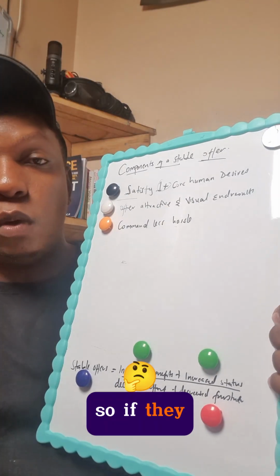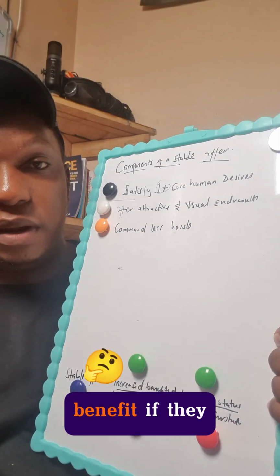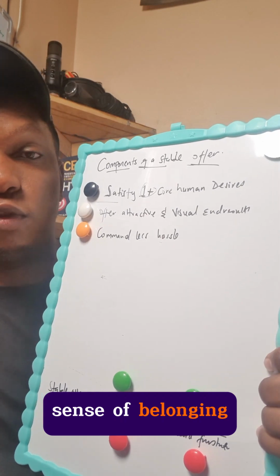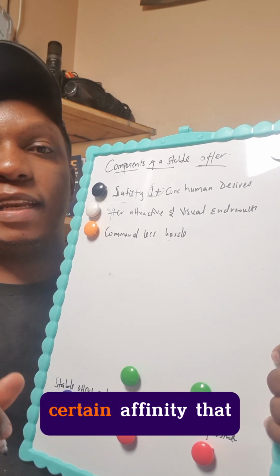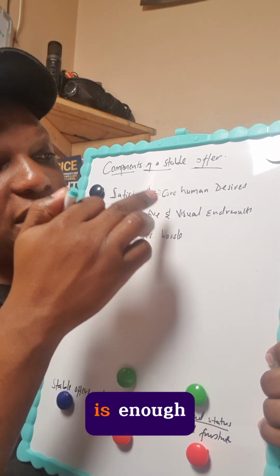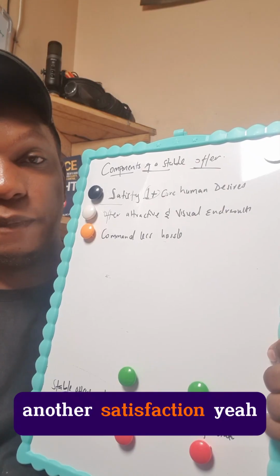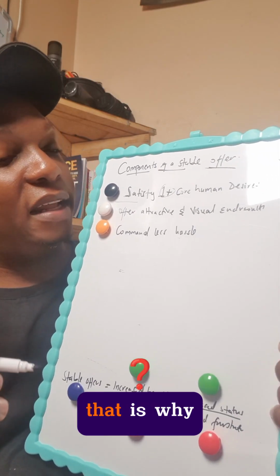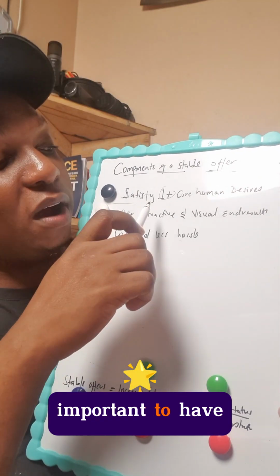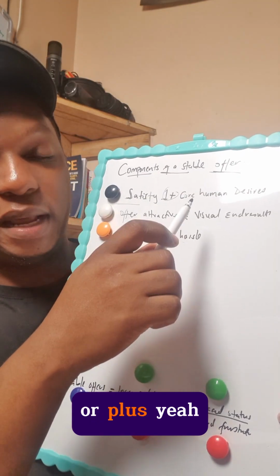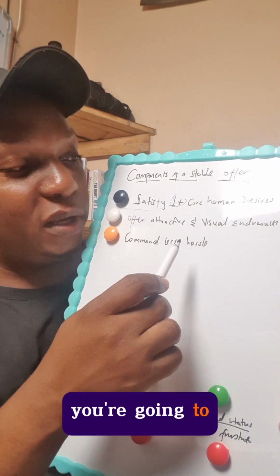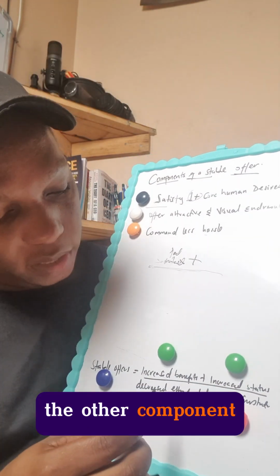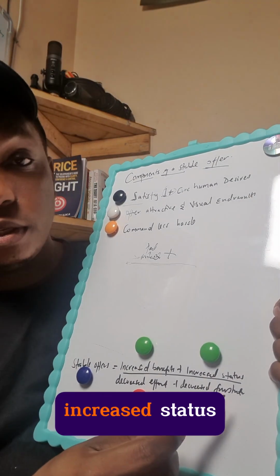So if they want to look wealthy, that is a benefit. If they want to have some sense of belonging to a certain ethnicity or to a certain affinity, that is another satisfaction. If it is growth, have they acquired enough knowledge? That is satisfaction. That is why it is so important to have satisfaction of one or more. The more satisfactions you get, the more benefit.